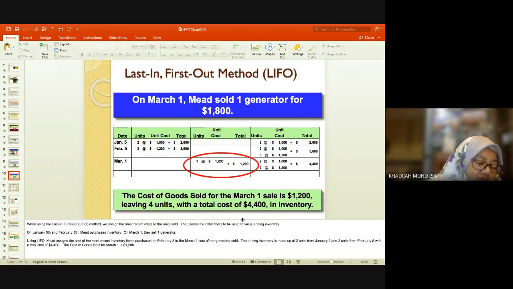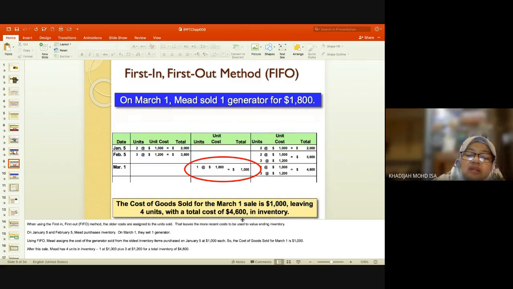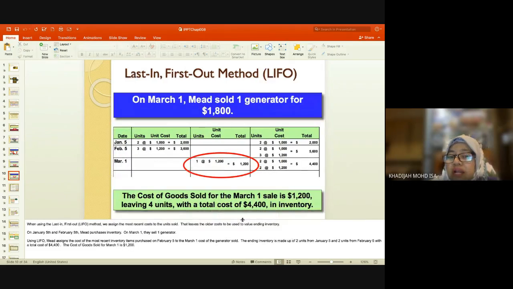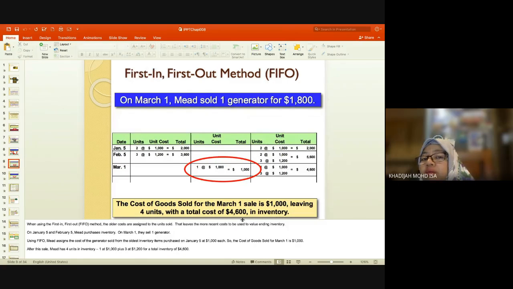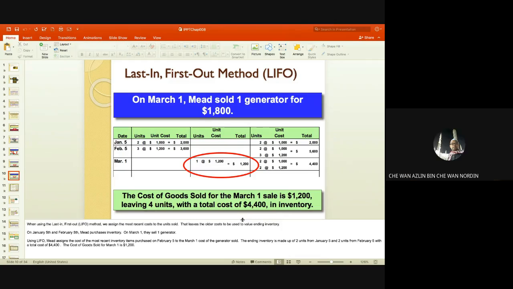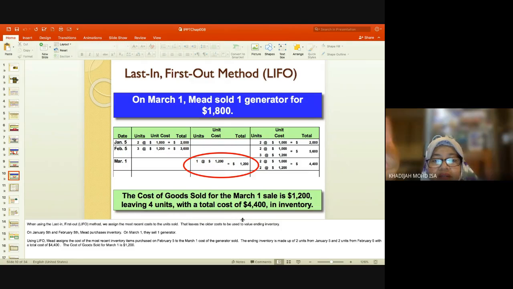The next one is what we call last in, first out. So with first in, first out, it means the old stock must be sold first. But with last in, first out, it means the most recent stock will be sold first. Do you get that? The newest one will be sold first. That's why the accounting standard does not actually accept the last in, first out method.